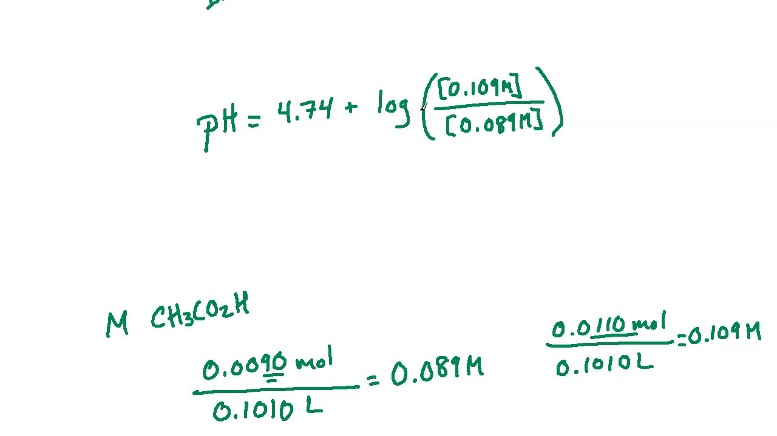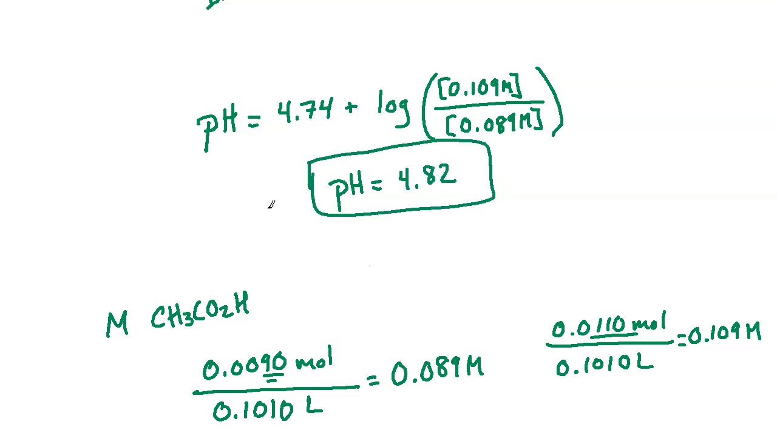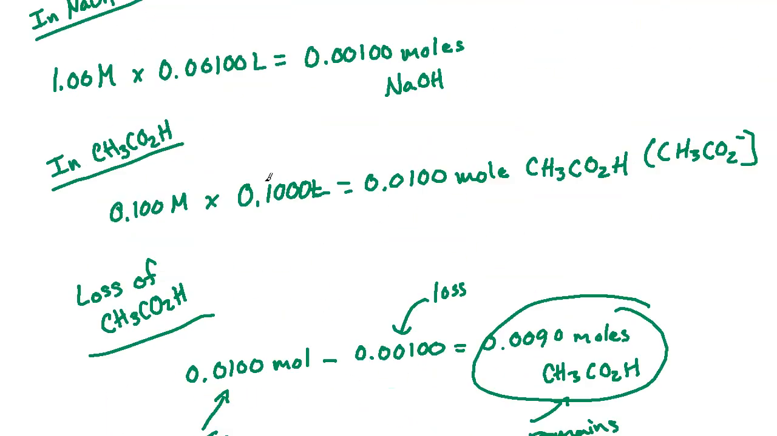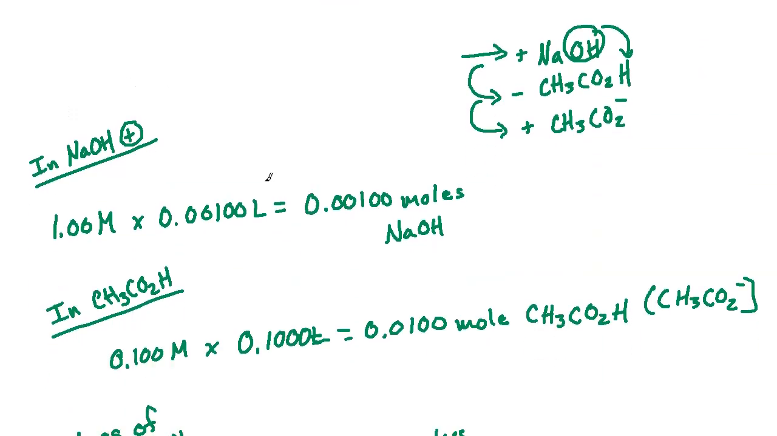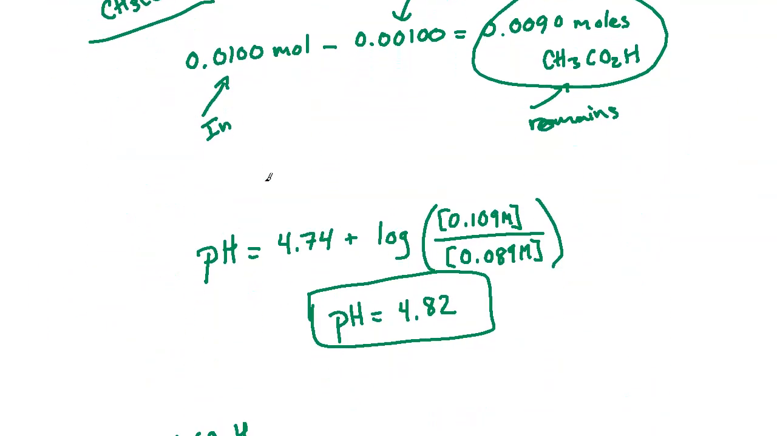Okay, so when we add this and you solve for it, if you put all of this into your calculator, you're going to find that the pH is equal to 4.82. And there is our answer. Okay, so by adding 1 milliliter of the 1 molarity NaOH to 100 milliliters of this buffer system, the pH goes from 4.74 to 4.82.